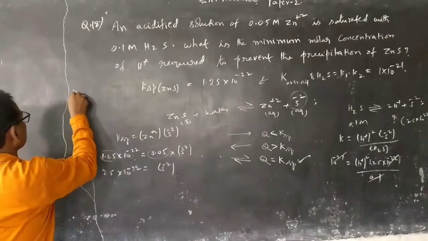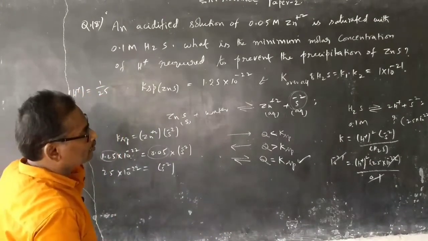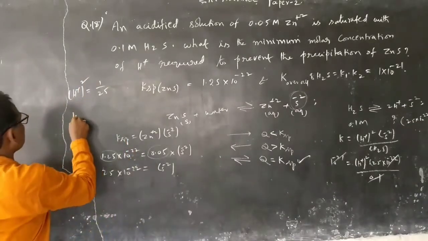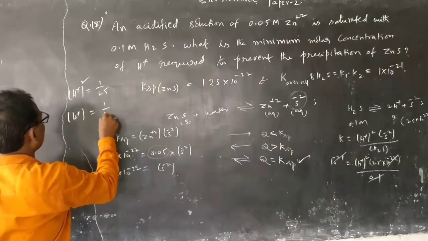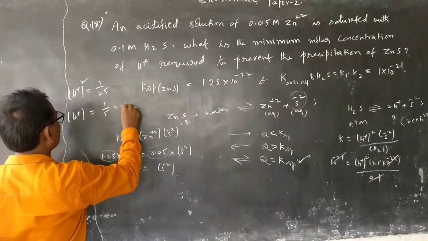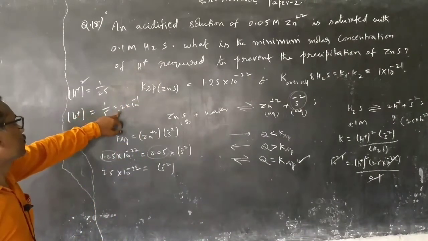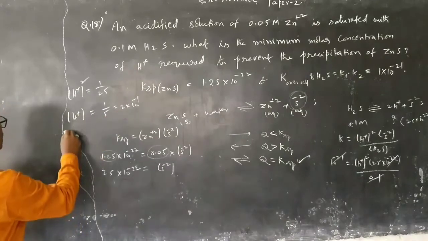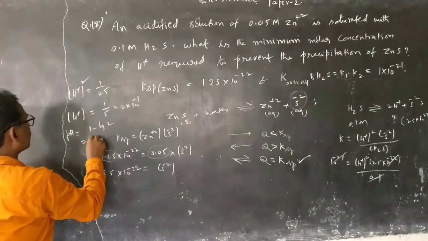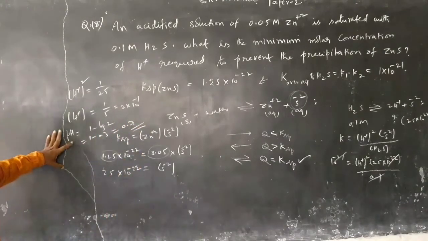The H plus concentration squared is going to be 1 by 25. That is, H plus concentration is equal to 1 by 5. It is nothing but 2 into 10 power minus 1. 1 by 5 is 0.2 times. That means pH is going to be minus log 0.2, that is 0.7. So that is the pH to be maintained.